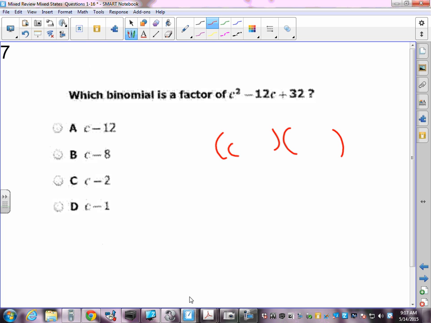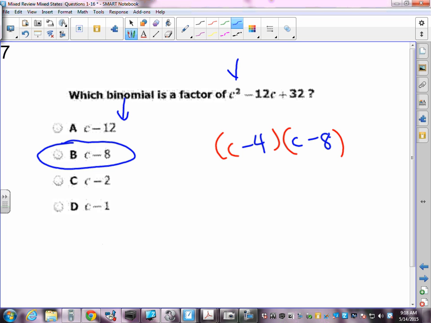Okay, as we were saying, we've got to think what multiplies to give us positive 32 and adds to give us negative 12. What would that be? That would be what? 4, negative 8. Okay, negative 4, negative 8. And once again, which of those is a factor? B, okay, is the one that is a factor. By the way, the word binomial means it has how many parts? 2 parts. And actually that has 3 parts. We call that a trinomial.